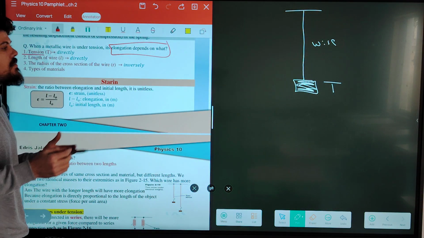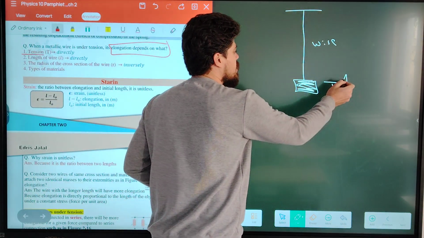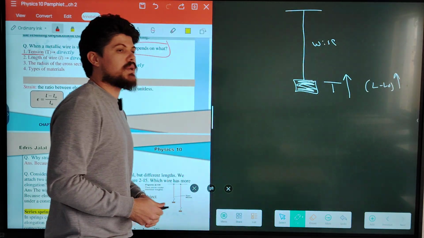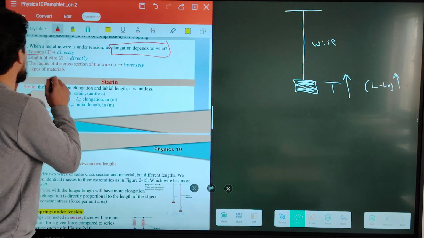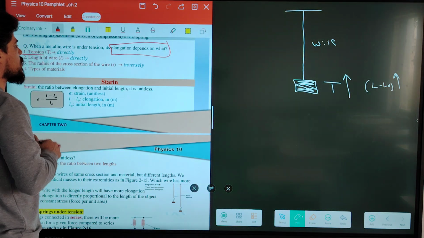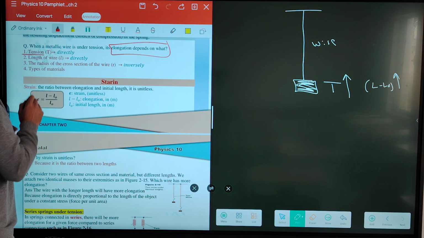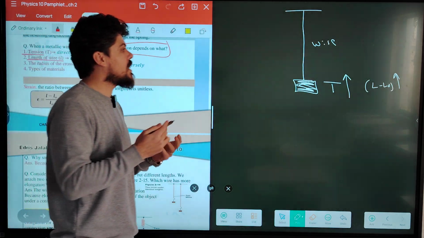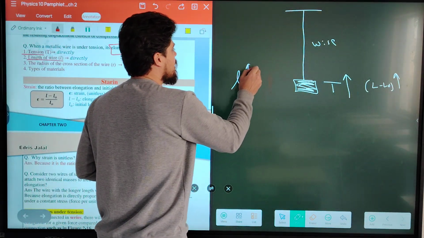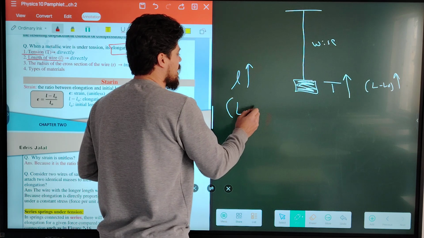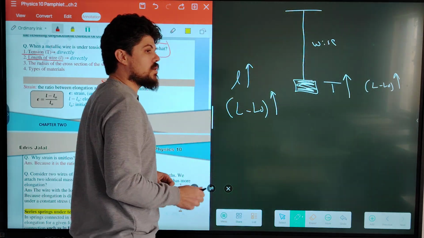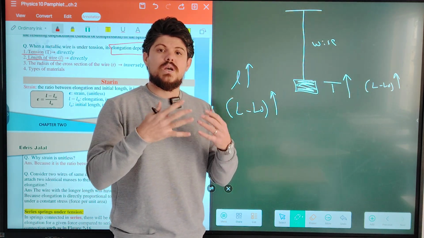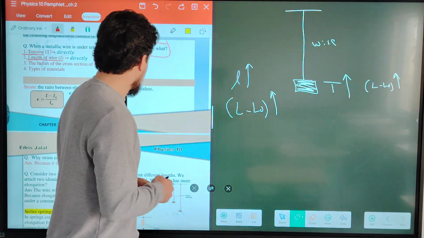The first factor is the amount of tension. When the tension gets more, elongation also increases. So the relation between tension and elongation is directly proportional according to Hooke's law. The second factor that affects the elongation is the length of the wire. So when the length of the wire increases, what happens to the elongation? Elongation also increases. The relationship between elongation and the initial length of the wire is directly proportional.